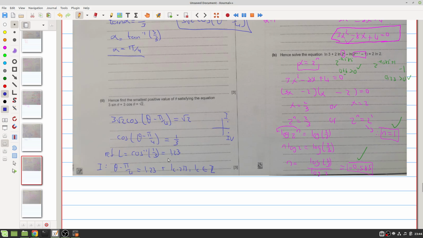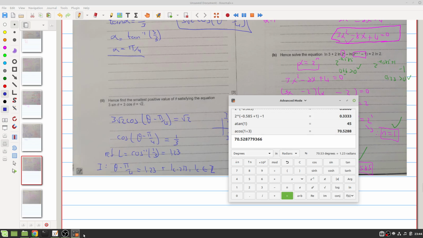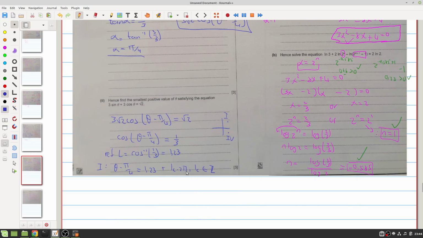So that means we've got this value, and every 2 pi radians it's going to repeat. That's the same because 2 pi is the period, right? So if it was degrees, we would have said whatever the degrees answer was, 70.5 plus k times 360, where k is an integer. Okay, so let's get theta by itself. So theta equals 1.23 plus pi over 4, or plus k times 2 pi, where k is an integer.